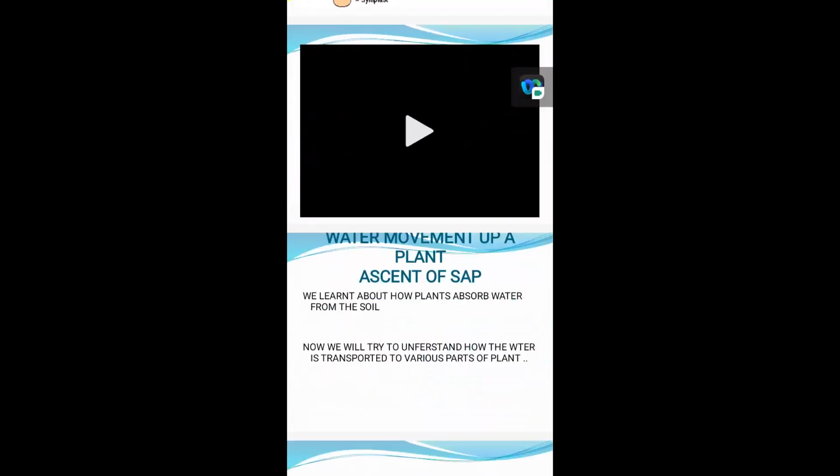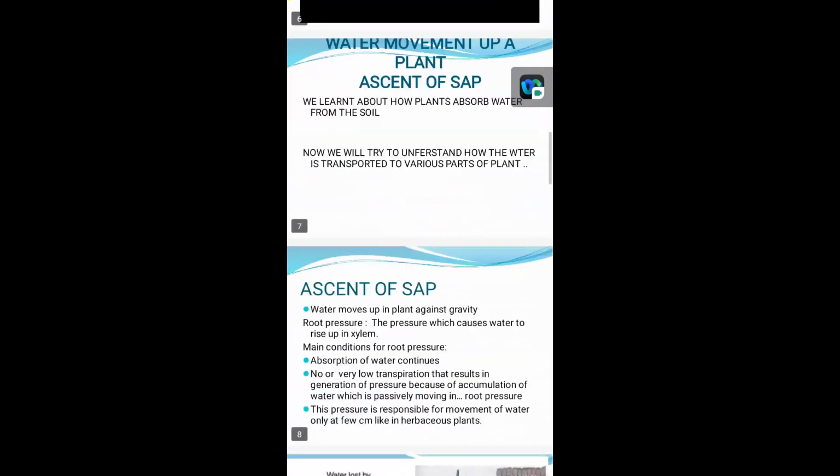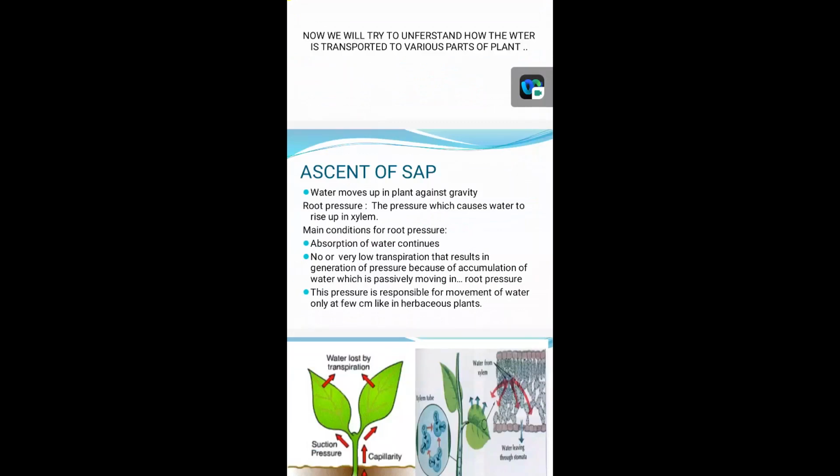So in today's class, we will be seeing how the water is transported upwards. There's a water movement up a plant. That is the ascent of sap, the upward movement of water. We learned about how plants absorb water from the soil. Now we will try to understand how the water is transported to various parts of the plant. Today's lecture is about the ascent of sap.